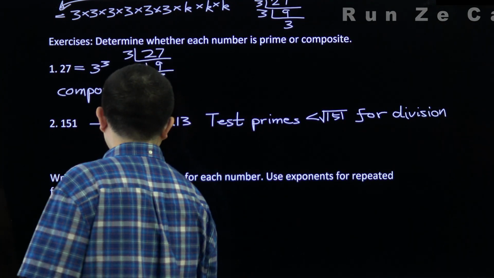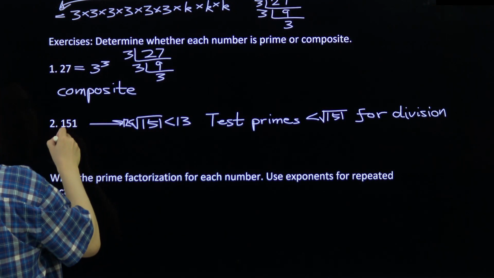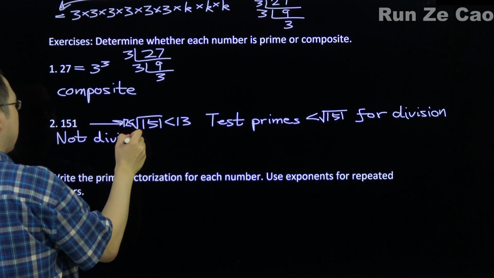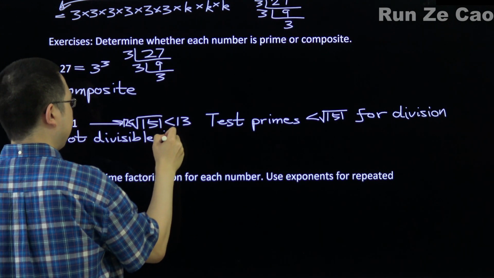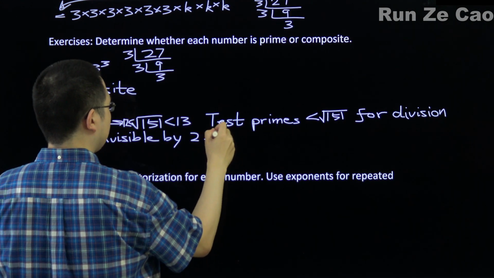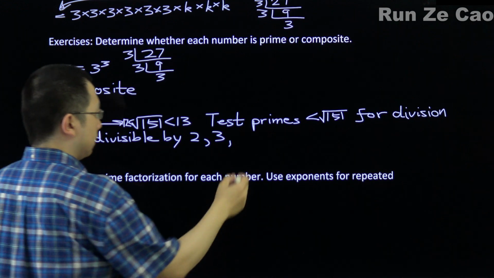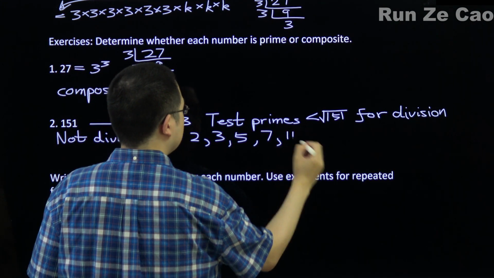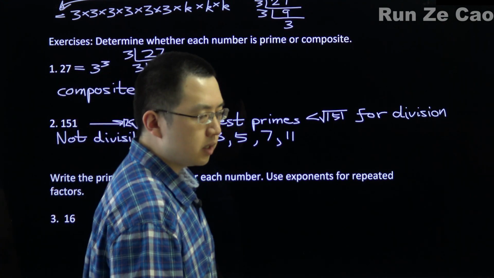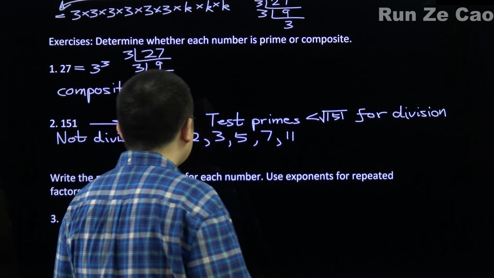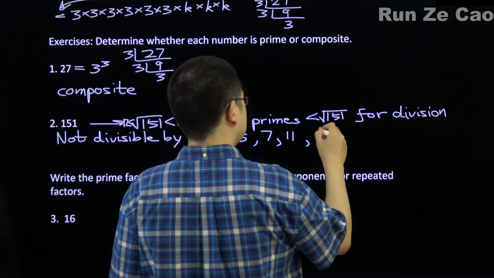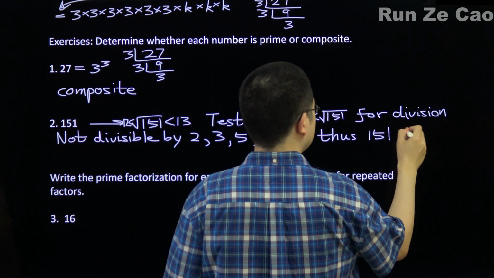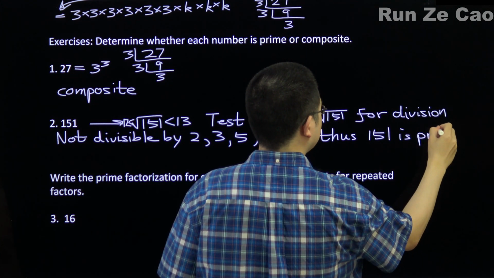Our conclusion is that it's not divisible by 2, 3, 5, 7, and 11. Which means that, thus, 151 is prime.